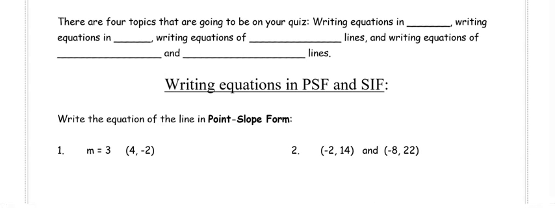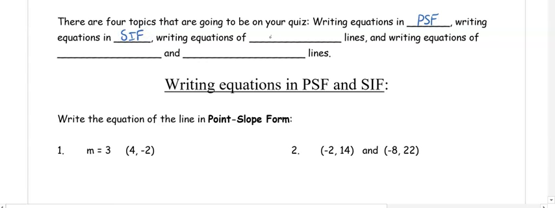This video is the review for Unit 3, Quiz 2. So there are 4 topics that are going to be on your quiz. Writing equations in point-slope form, writing equations in slope-intercept form, writing equations of graphed lines, of graphed parallel lines, and writing equations of horizontal and vertical lines.